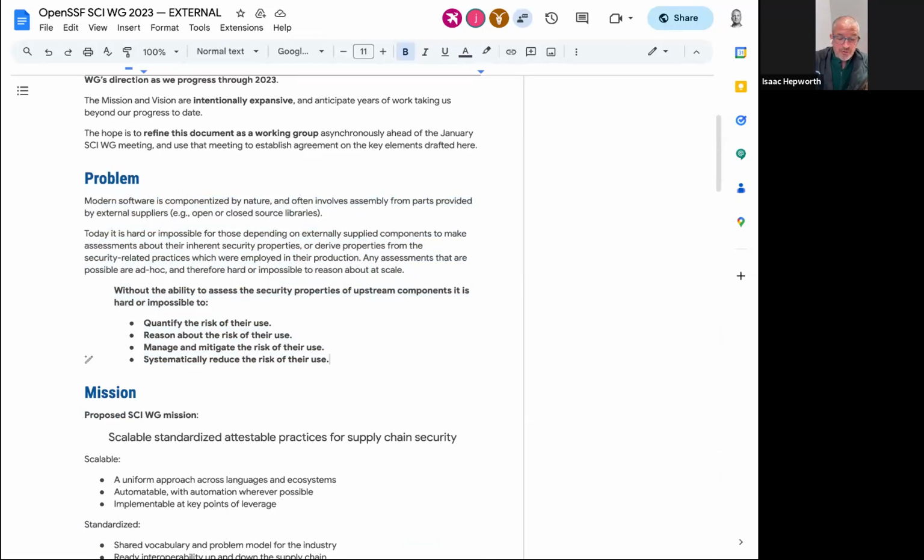And there's a lot of problems we could go solve, right? Organizations have problems, the industry has problems, the government has problems, software producers have compliance problems, and software consumers have risk problems. So I think part of the challenge that we have is narrowing that scope down. My proposal, where I ended up, is this problem statement here, which is that it's hard or impossible for those depending on externally supplied software components to make statements about their inherent security properties or derived properties from security-related practices which were used in their production. So this is a consumer-focused problem.